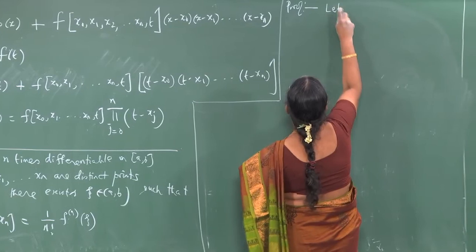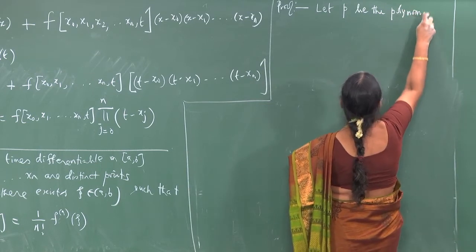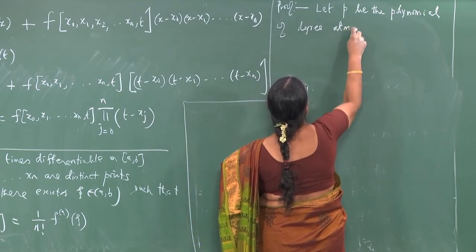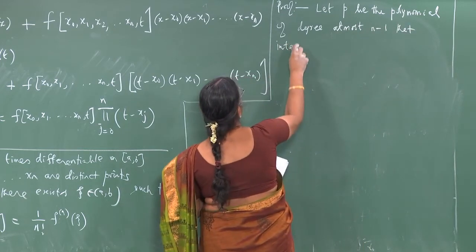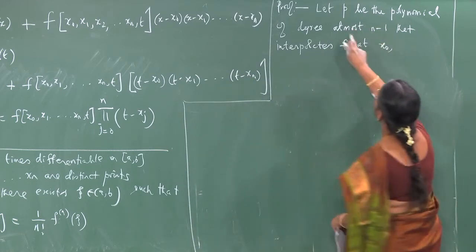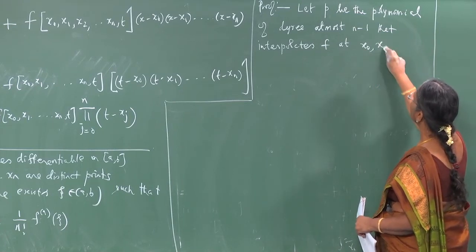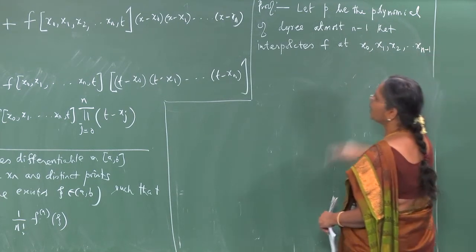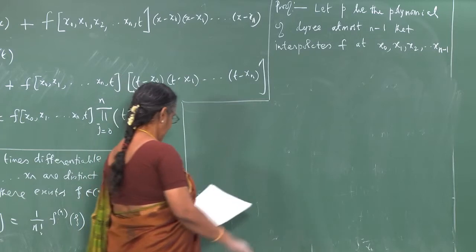So, let us take P to be the interpolating polynomial of degree at most, say, n minus 1 that interpolates the function f. It interpolates f at how many points? P is a polynomial of degree at most n minus 1. So, there must be n points, x0, x1, x2, etc., up to xn minus 1. So, there are n points at which the polynomial interpolates this function.